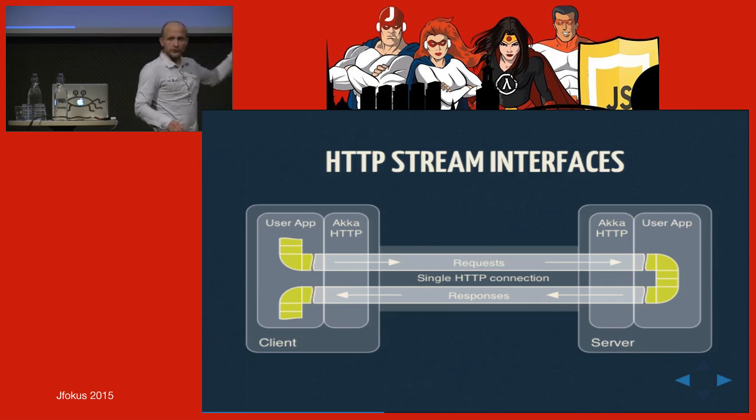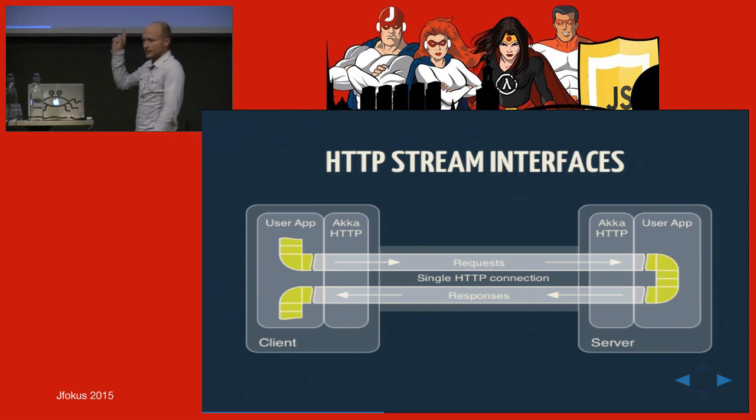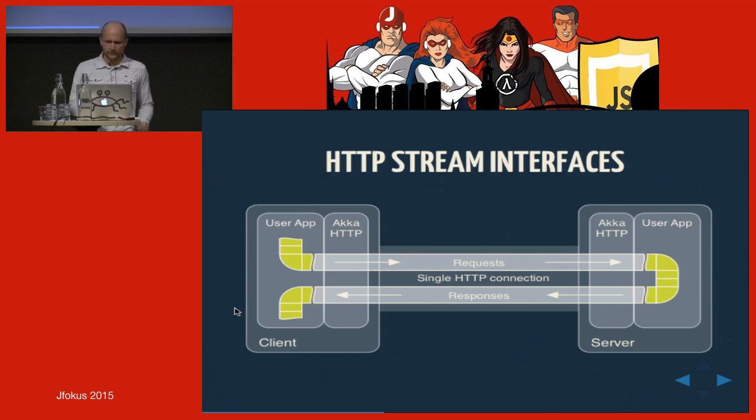Now this is an important chart. If you take away anything from this talk, it's this chart. Let's see what it means. It basically shows one HTTP connection, a client and a server, and it shows what you implement when you work with Akka-HTTP. And you implement the yellow bits.